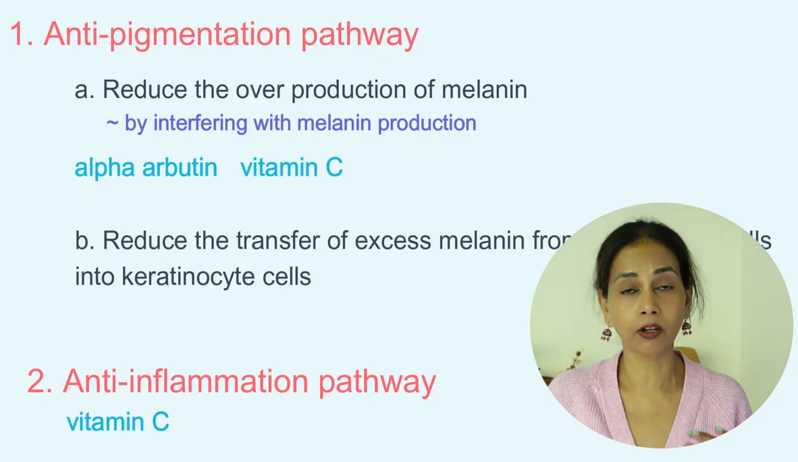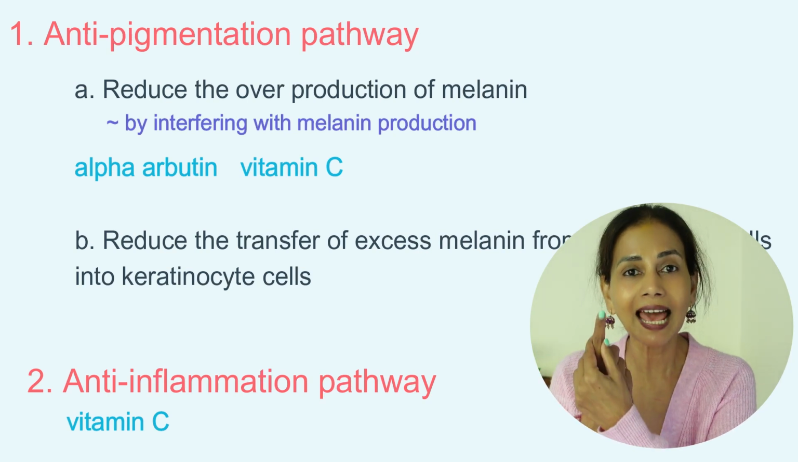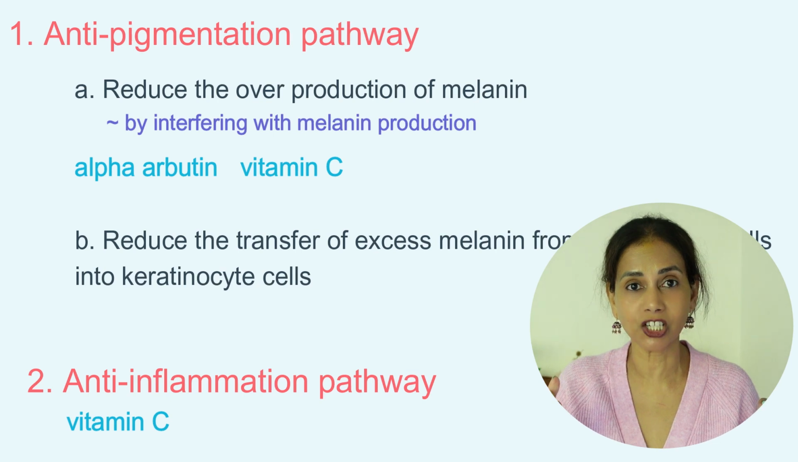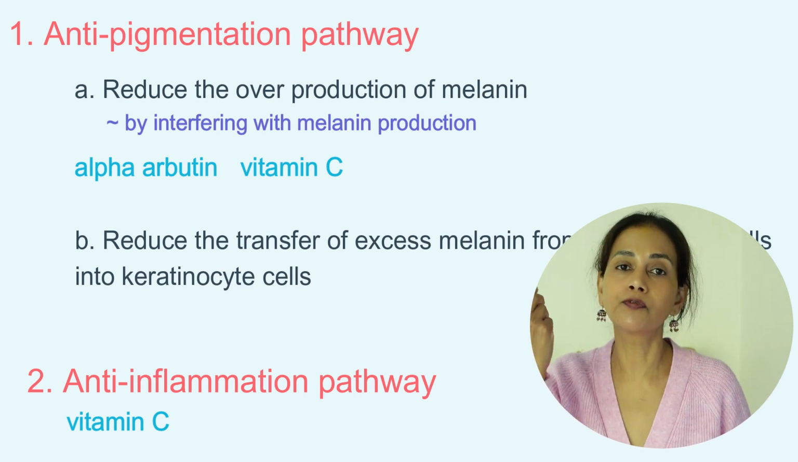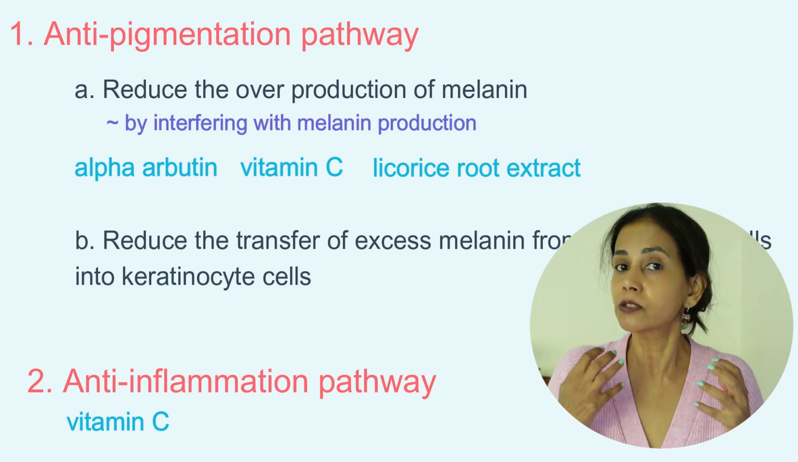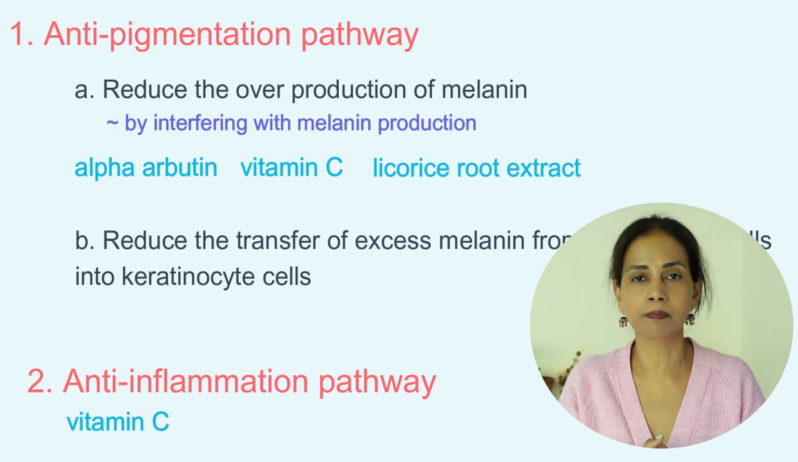Another very powerful ingredient is licorice root extract. Now licorice root extract has two important ingredients, which are glabridin and liquiritin. These two ingredients fight pigmentation in two different ways. The first way, glabridin, fights it by being a tyrosinase inhibitor. So it goes and messes with the tyrosinase enzyme, which means less excess melanin production.